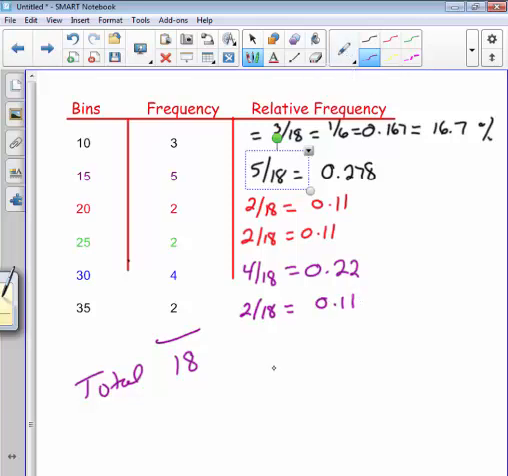If we were to add all these relative frequency values together, we should get a total of 1. We'll definitely get that if we add the fractions. For the decimals, we should get close to that. I did round a little bit, so we might be a little bit off.